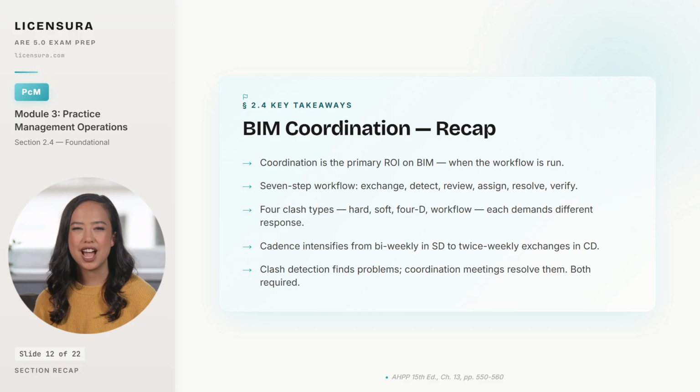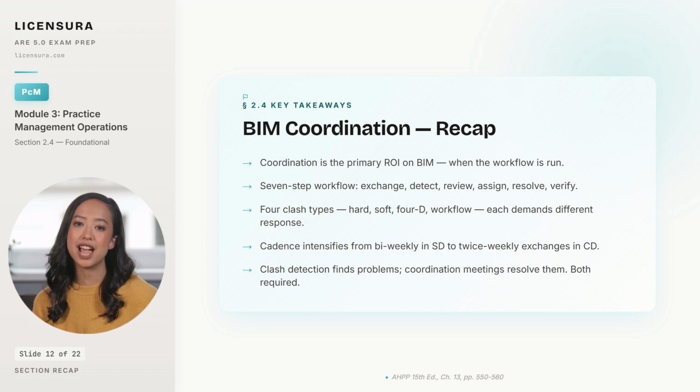Third, the 4 clash types are hard, soft, 4-dimensional, and workflow, and each one needs a different response and a different rule definition in the BEP. Fourth, the cadence intensifies as the project matures, from bi-weekly meetings in schematic design to twice-weekly exchanges in construction documents, because the cost of an unresolved clash rises sharply as documentation locks down.